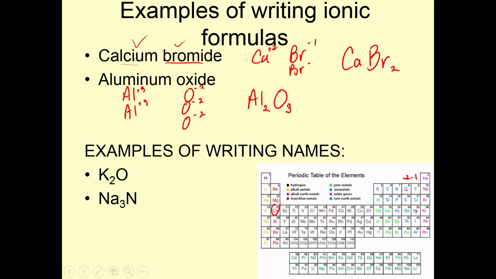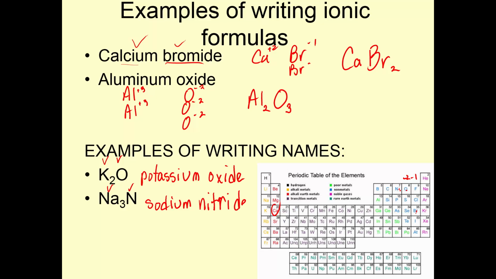Okay, cancel charge. Writing names, metal, nonmetal. Write the name of the metal, potassium, and the name of the nonmetal, oxygen, but change the ending to IDE. Boom, you're done, because potassium always has a +1, so I don't need to do anything else. Metal, nonmetal. Sodium. And then nitrogen turns into nitride. Sodium's always a +1, done. So that's potassium oxide and sodium nitride.